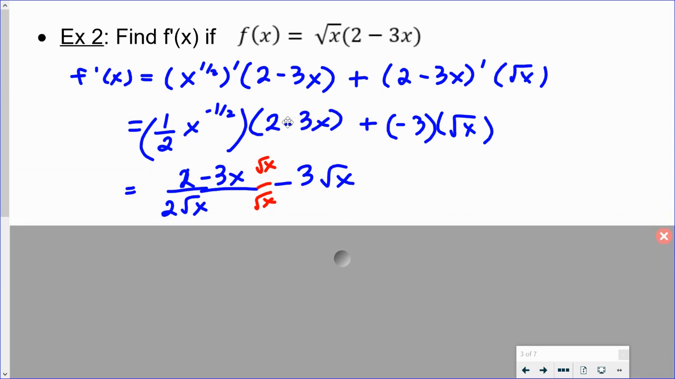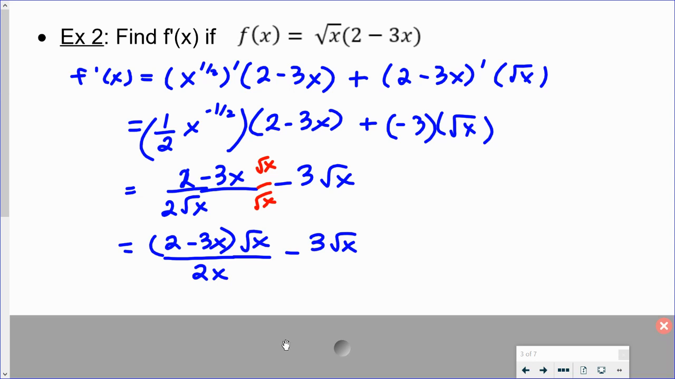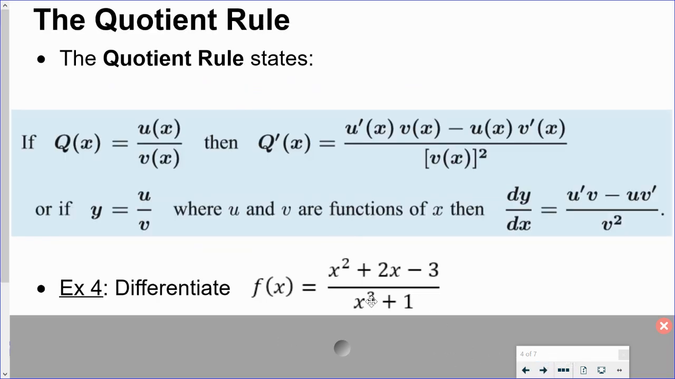I'm going to put this in the numerator of the fraction. I'm going to keep the 2 and bring this x to the 1/2 down to the denominator. And then, generally speaking, we don't like to leave radicals in the denominator, so I can multiply by root x over root x to tidy that up a little bit.